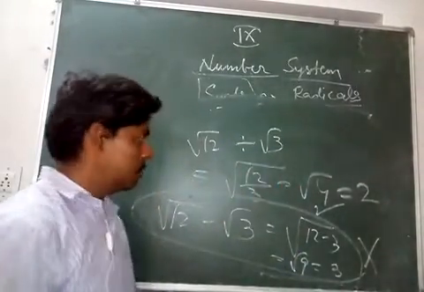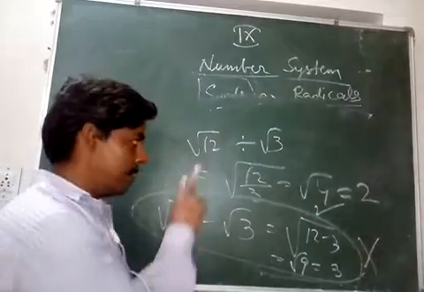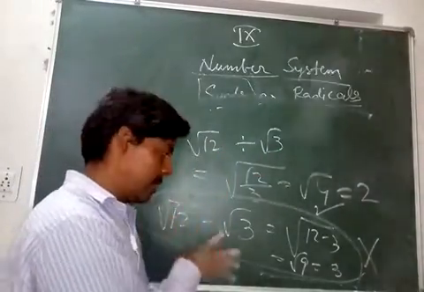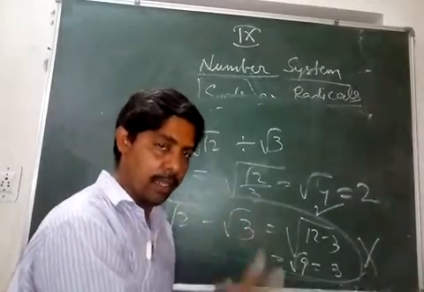Okay, so you should know what is correct. Multiply and divide, you can take the number inside the root, but in addition and subtraction you cannot take the number inside the root directly.